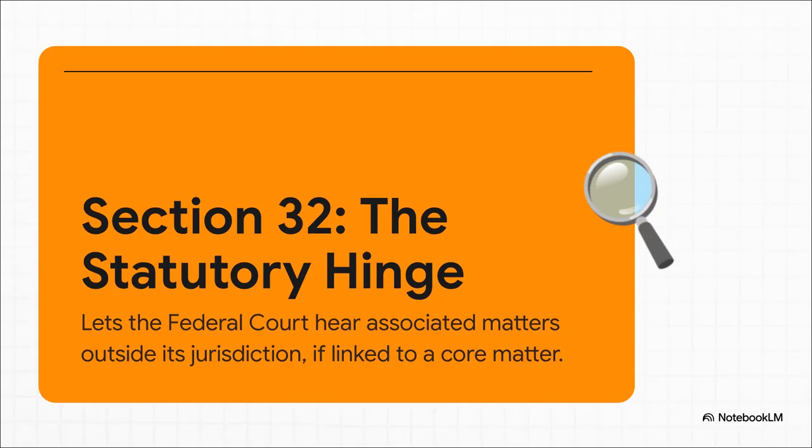And this is where Section 32 works its magic. I want you to think of it as a statutory hinge. It's a special provision that lets the federal court swing its doors open a little wider. It can pull in these associated matters, like those state contract claims that would normally be way outside its jurisdiction. But there's a catch, right? There always is. It can only do this if those claims are properly connected to a core matter, a legitimate federal issue that got the case into the federal court in the first place.